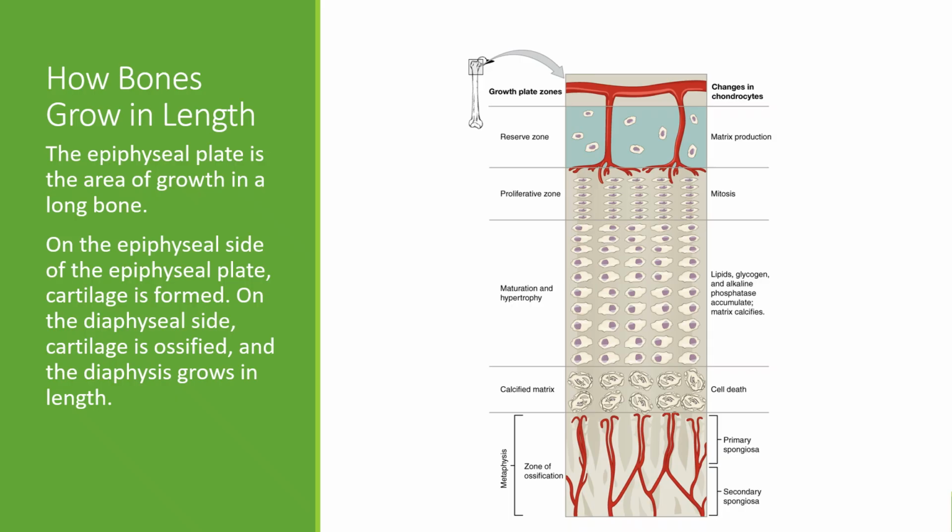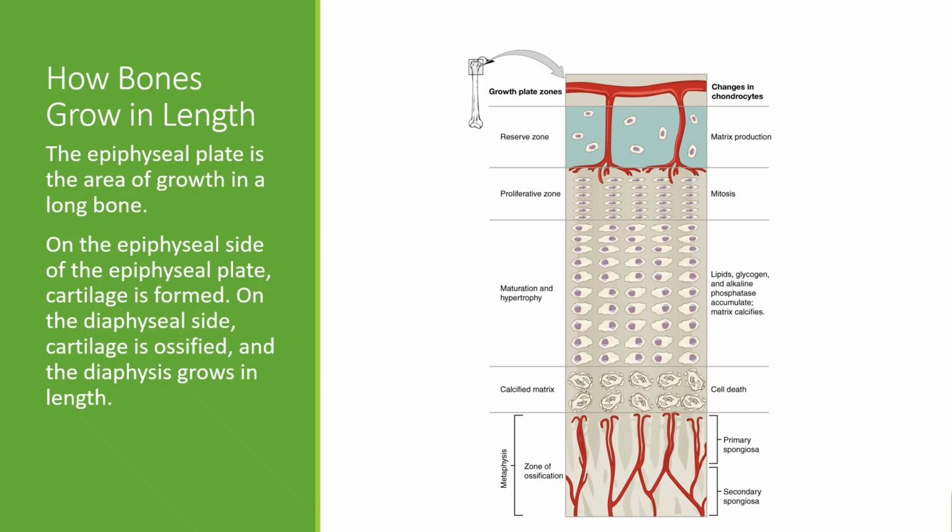So the epiphyseal plate is this area where all of this growth of the long bone is happening. So once we have started this process, that process is going to continue until the end of puberty. On the epiphyseal side of the epiphyseal plate, more cartilage is being formed. And on the diaphyseal side, that cartilage is being ossified. So we're just basically turning over this cartilage all of the time.